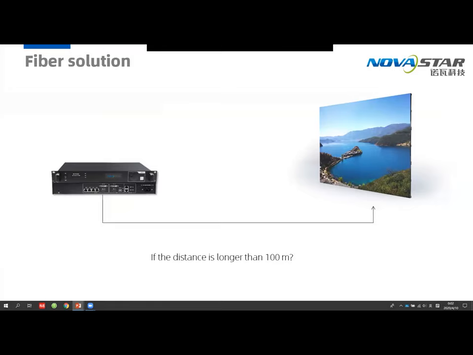Okay, because the quality of network cable is uneven, NOVASTAR suggests using the Cat5 cable within 8 meters. And even if you use Cat6, we recommend within 100 meters. Okay, let's go back. If the distance is longer than 100 meters, as the picture shows here, and you meet these long distance issues, what will you do? Of course, the optic fiber transmission solution.